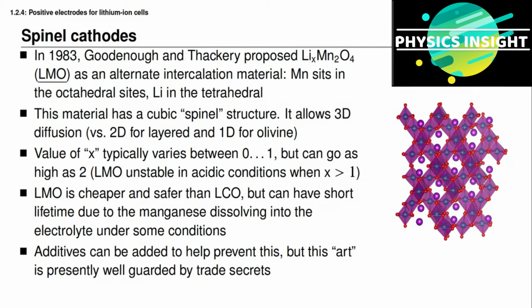Sometimes they do that by adding different chemicals to the electrolyte that preferentially scavenges the acid, so that the acid attacks these added materials instead of attacking the electrode itself. And sometimes you see people coating the electrode particles with something that protects the particles from the acid. Any battery cell that uses lithium manganese oxide is going to have something as part of its design in order to extend its life, but it's usually not disclosed to you exactly what that is. It's a trade secret almost always.